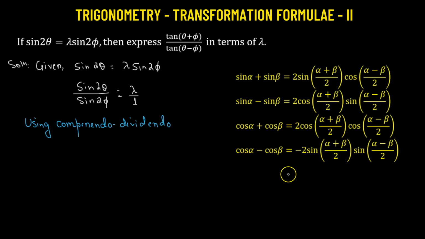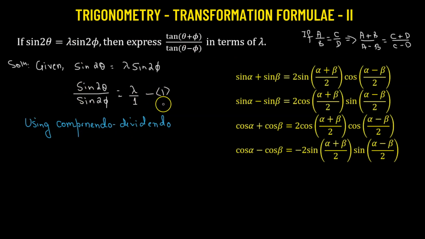The componendo and dividendo method states that if we have two ratios, a is to b equals another ratio, c is to d, then we can do a plus b divided by a minus b, and this will be exactly equal to c plus d divided by c minus d. The ratio is still going to be maintained. Now let's apply the componendo and dividendo method.